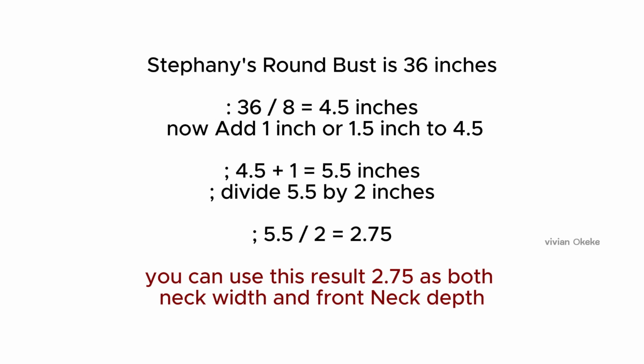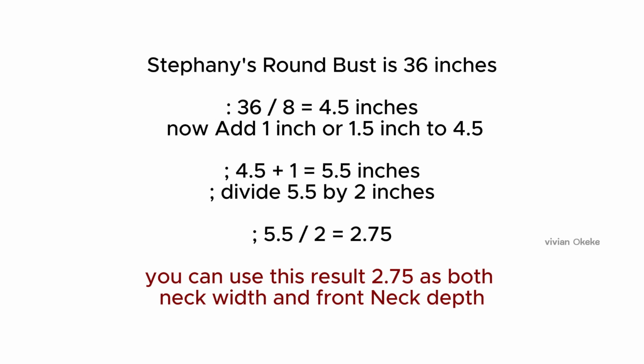Now we're going to say that particular 5.5 divide by 2. Now dividing by 2 is going to give you how deep the neck is going to be. Okay, so here 5.5 divided by 2 gives you 2.75, and you can see 2.75 is still a good thing. It's not far from the first answer we got. The first answer we got on the other way was 3 points.